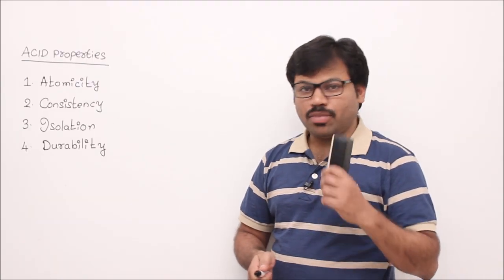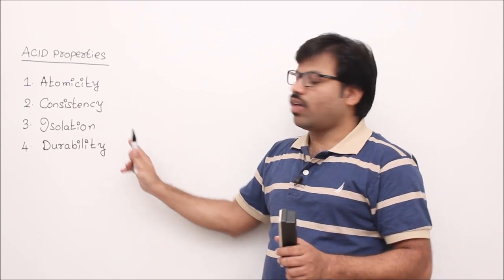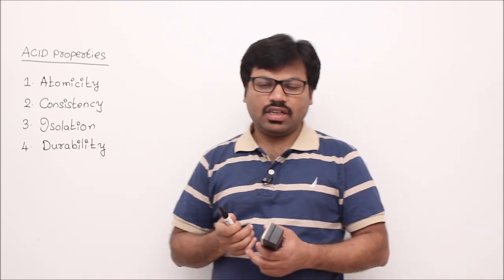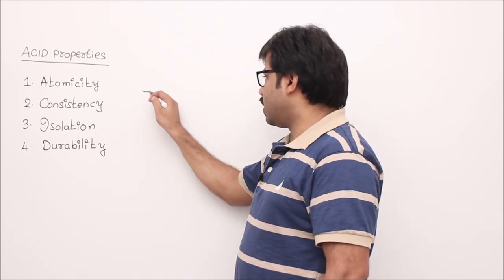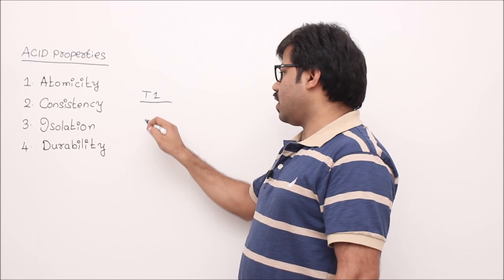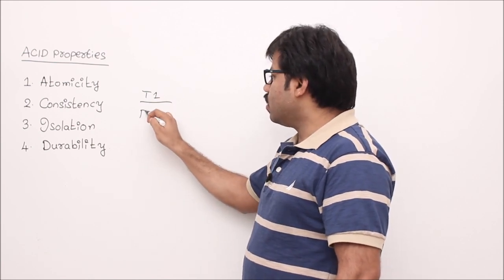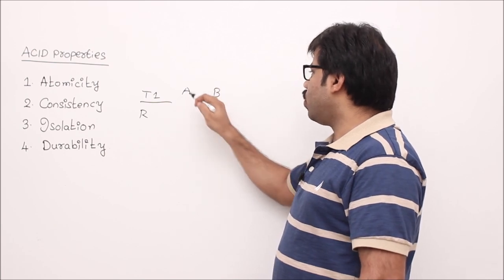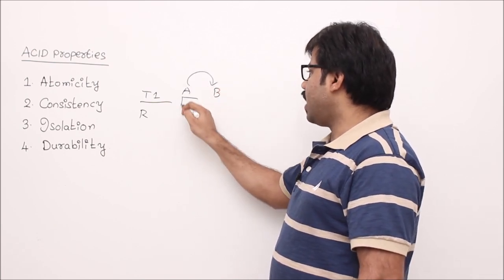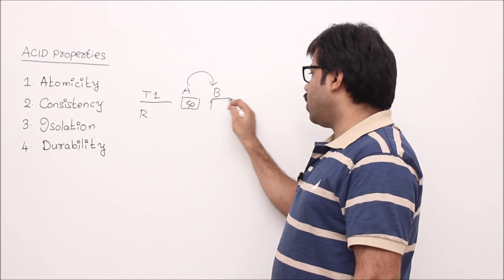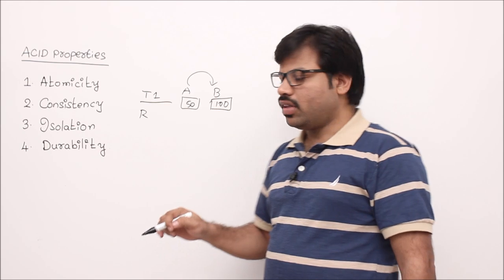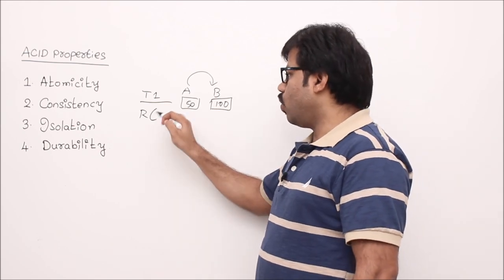Every transaction must possess these four rules. One by one we will see why they are so essential. First of all, atomicity. You have a transaction T1 and it has some instructions. Let's take one example. That transaction is transferring data from one account to another account, let's say A to B. A has value 50 and B has value 100, and we are transferring this entire 50 to B. For that we can write code like this.